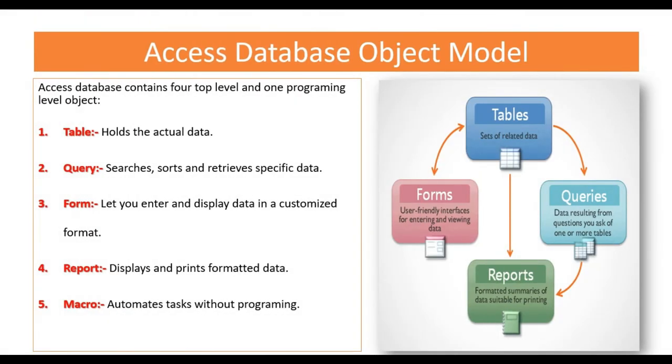Microsoft Access has its own unique object model. An Access database contains four top level and one programming level object. The first object is a table that holds the actual data that we store. The second object is a query which helps to sort or retrieve information based on certain criteria. To create a user interaction between the user and the application, the solution itself, we will use forms. Forms let us enter or display the data in a very customized format.